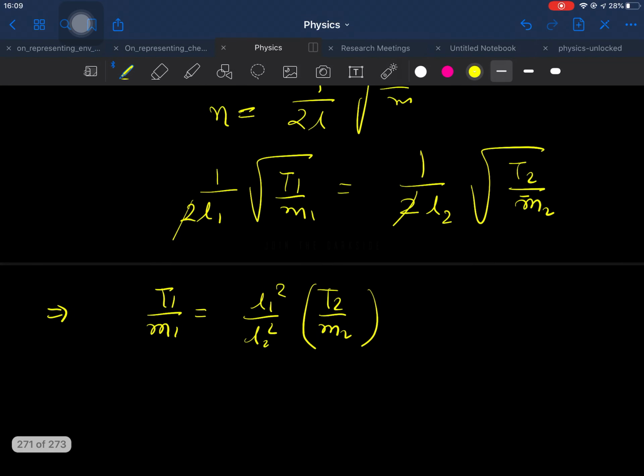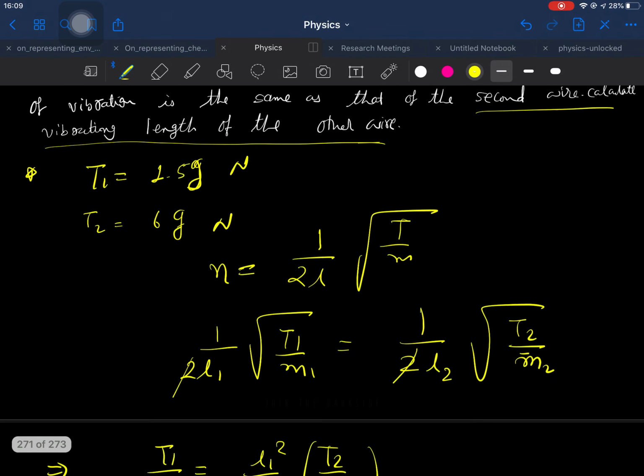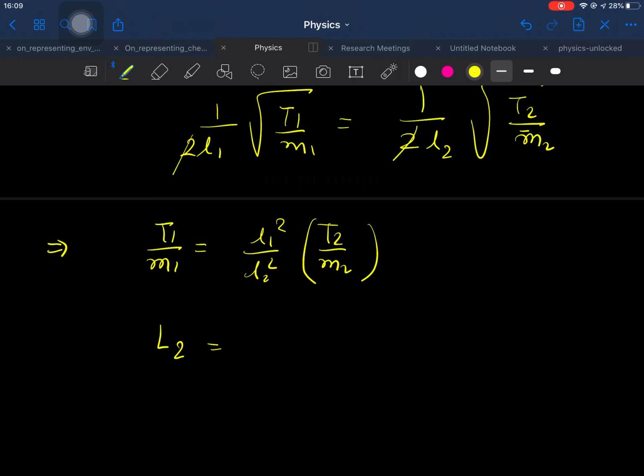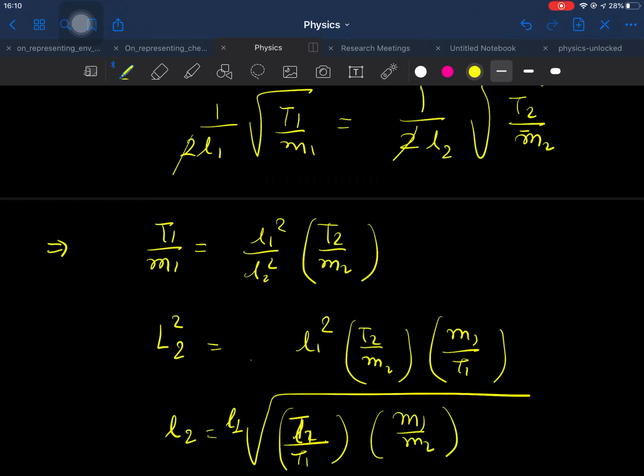Okay, now what do we need? We need L2, right? The second wire's vibrating length. So what we need is L2 for the second wire. So L2 is equal to what? Look, L2 square is equal to L1 square T2 by M2, then M1 by T1. So L2 is equal to the square root of, take L1 outside, T2 by T1 times M1 by M2. As simple as that. Okay, so there is no big complication here.